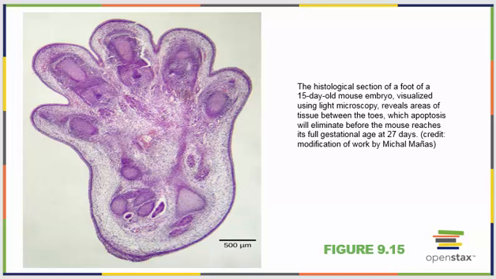Here's a histological section of a foot of a 15-day-old mouse embryo visualized using light microscopy. It reveals areas of tissue between the toes, which apoptosis will eliminate before the mouse reaches the full gestational age of 27 days. This happens in human beings. Our fingers and toes are webbed too, and some people are actually still born with that webbing. We even have tails that are reabsorbed back into our bodies.